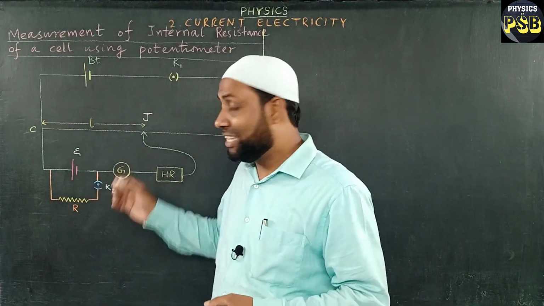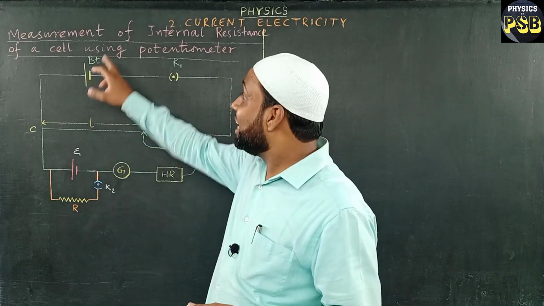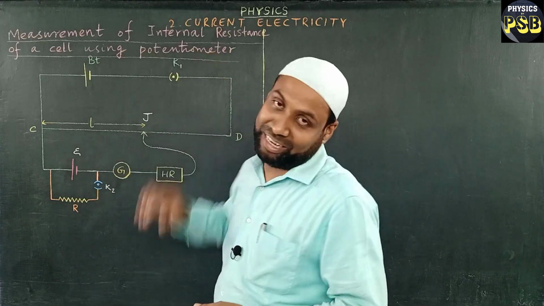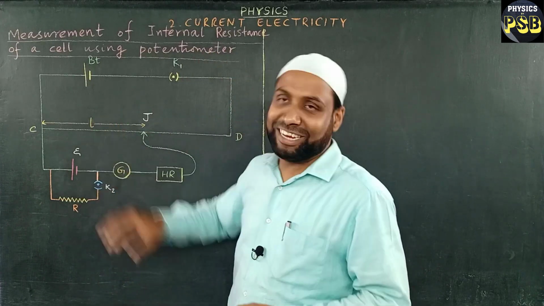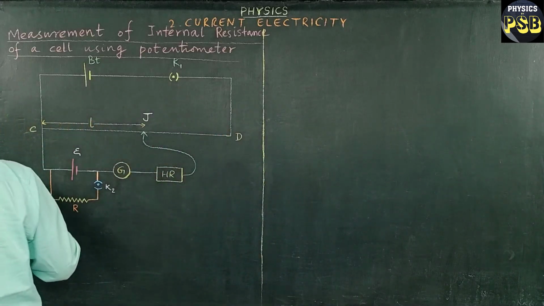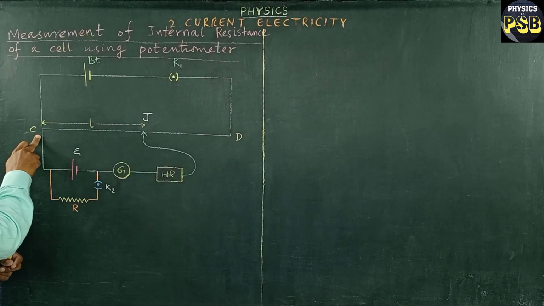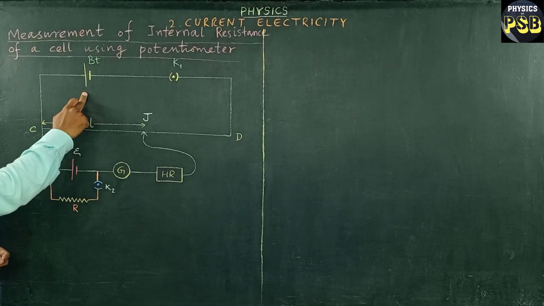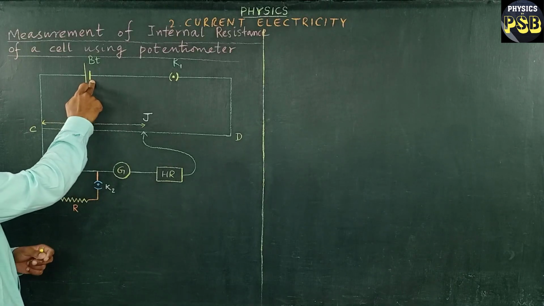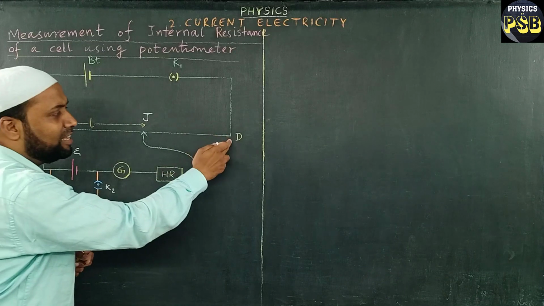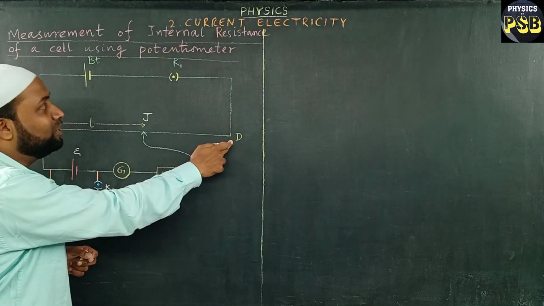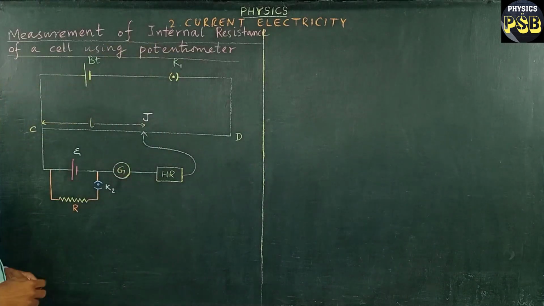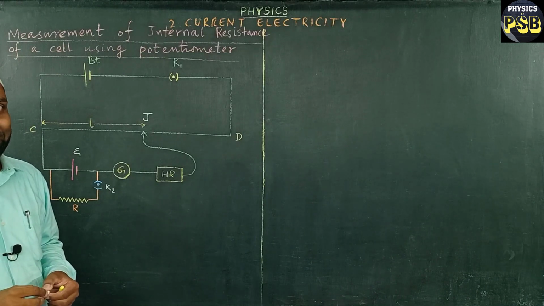Here I have drawn the circuit diagram to measure the internal resistance of a cell using a potentiometer. If you look at this diagram, you may find that end C of the potentiometer wire is connected to the positive terminal of the battery or power supply, and the negative terminal of the battery or power supply is connected to end D of the potentiometer wire through a key K1. This forms the primary circuit of the potentiometer.